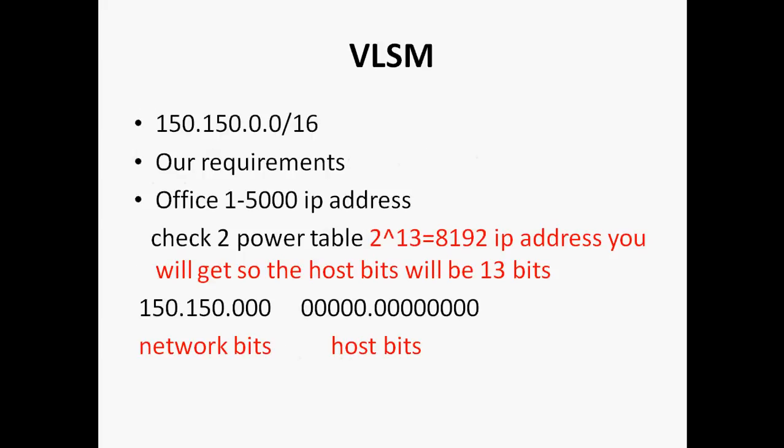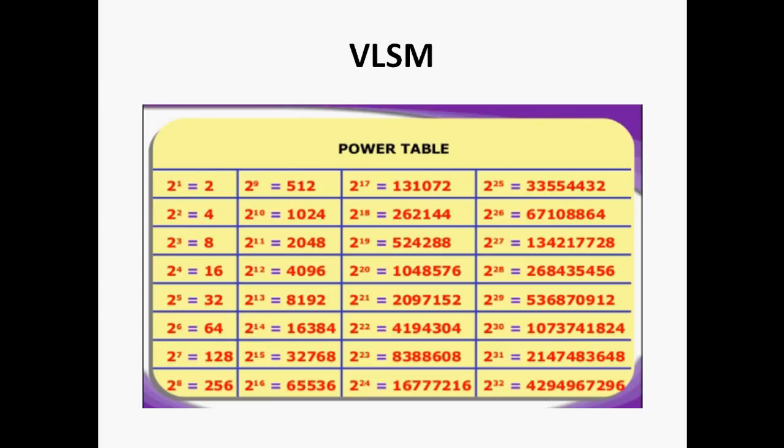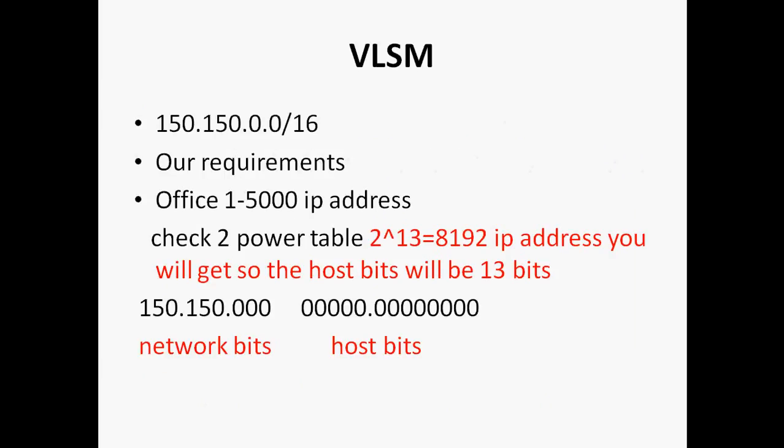Okay, so first, my requirement is 5000 IP addresses. So you can check the 2 power table. In the 2 power table, 2 power 12 gives you 4096 IP addresses, but my requirement is 5000 IP. So it should be equal or greater than, but it should not be less than. So you can go for 2 power 13. 2 power 13 gives you 8192 IP addresses.